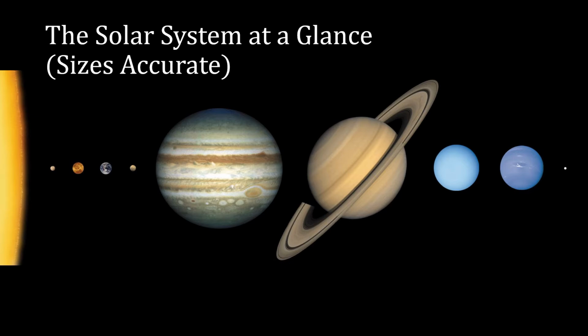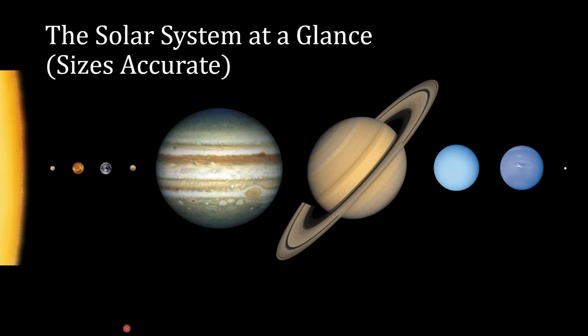But here you can see in this picture we've got the planets of the solar system plus tiny Pluto over on the end there. And what we have in this picture are the sizes of the planets and the sun, which is this big yellow thing on the left.